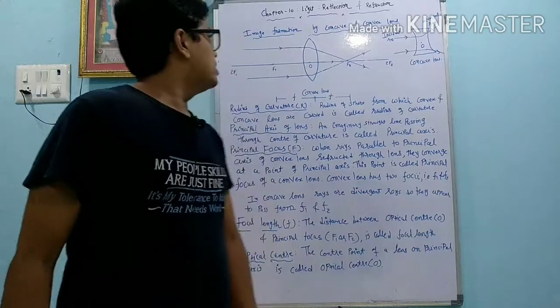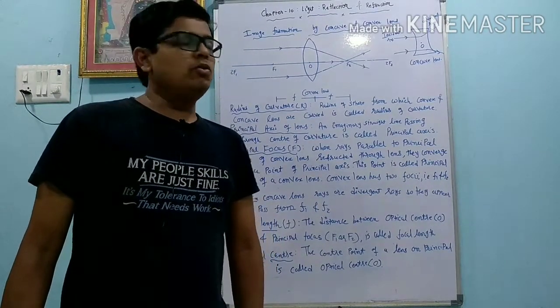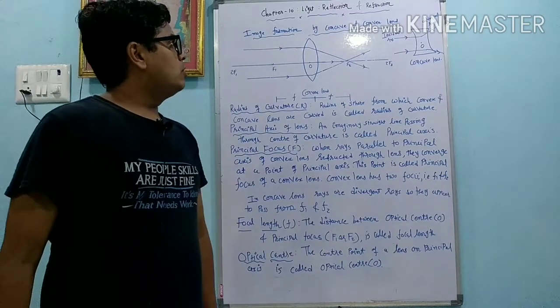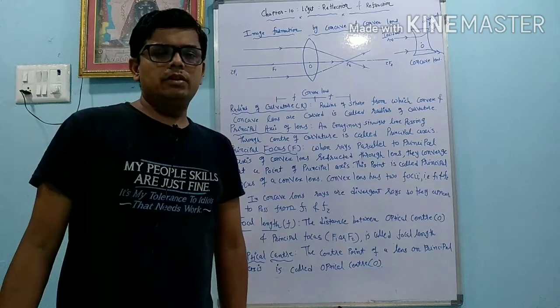Today we will learn chapter number 10, light reflection and refraction. Dear student, today we will learn about image formation by concave and convex lens. We will revise a few things.